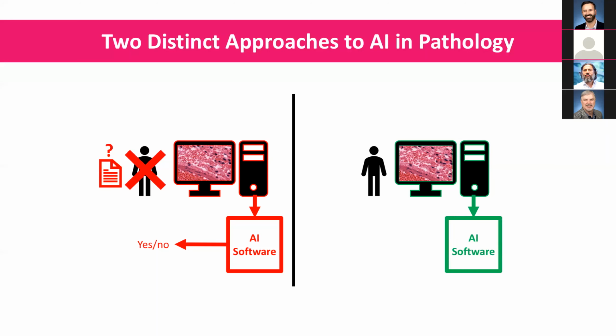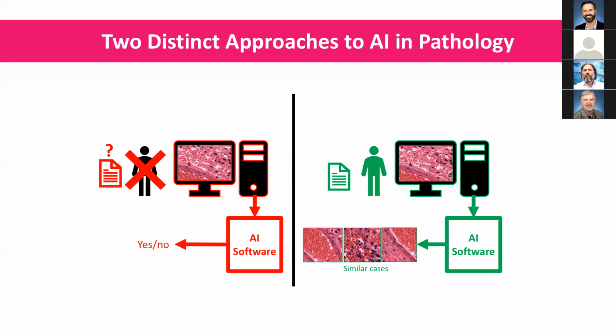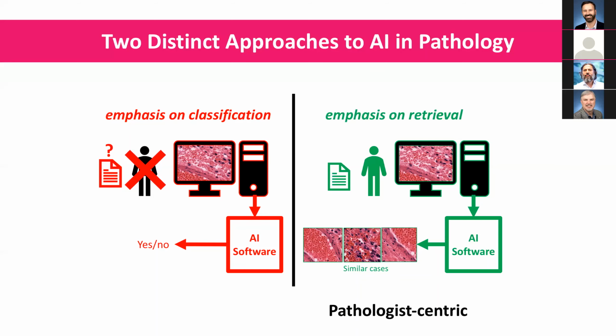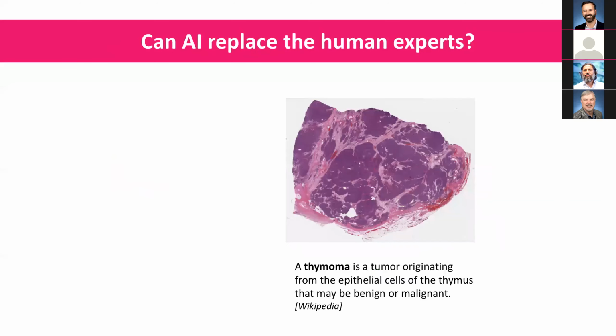Whereas if you use the same AI software and re-function it to find similar cases, we are strengthening the position of the pathologist and enabling him to write better reports. So fundamentally the same set of questions, but employed in a different way. On one side, the emphasis is on decision-making, and the other one is on retrieval. And retrieval is fundamentally a pathologist-centric approach.